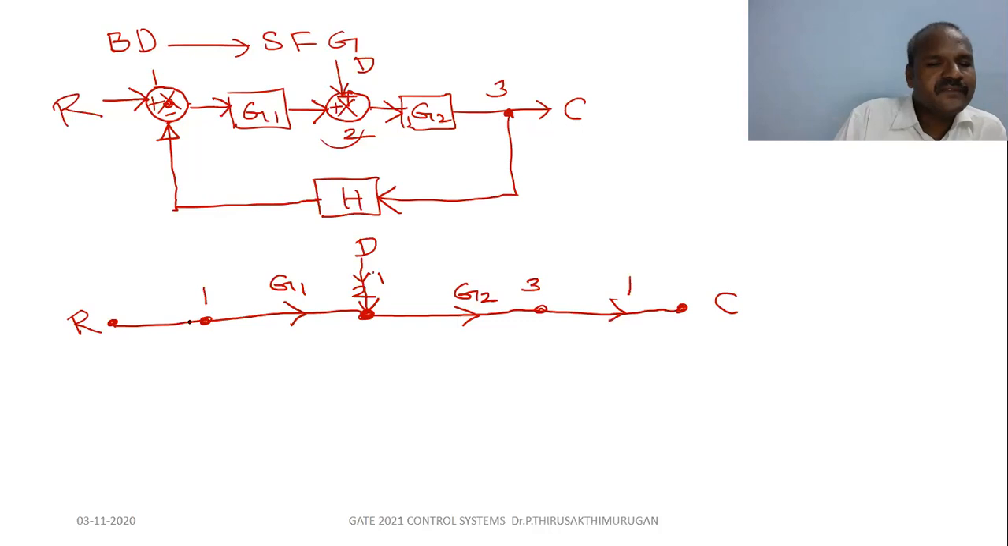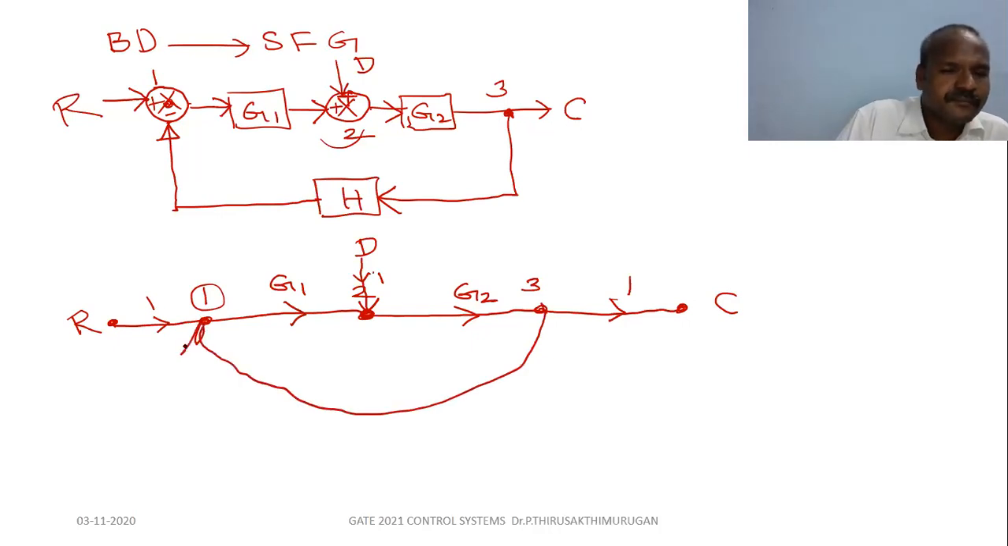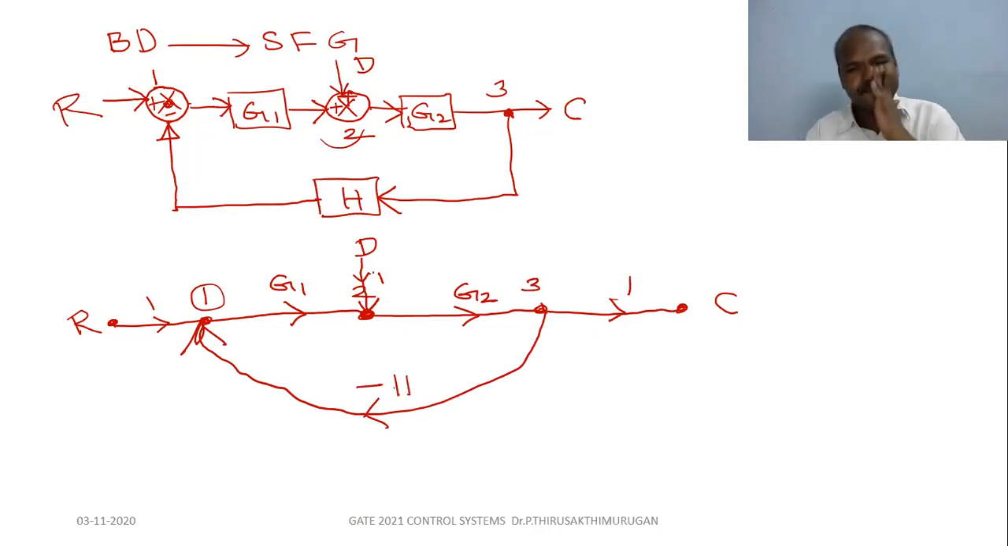Between R and node 1, the gain value is 1. Between 3 and 1 there is a feedback. You see the symbol of the feedback, negative feedback, so this should be minus H. This is the representation of the signal flow graph from the given system.